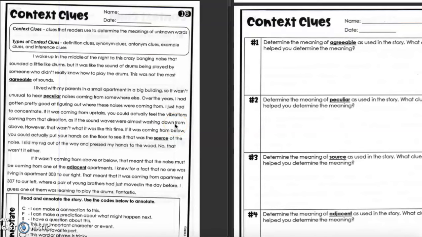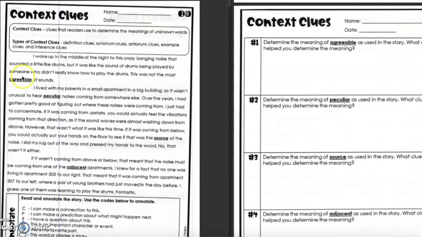All right, let's go over number 1. Determine the meaning of agreeable as used in the story. What clues helped you determine the meaning? So when I'm using context clues to figure out the answer, the very first thing I need to do is find the word in my passage.